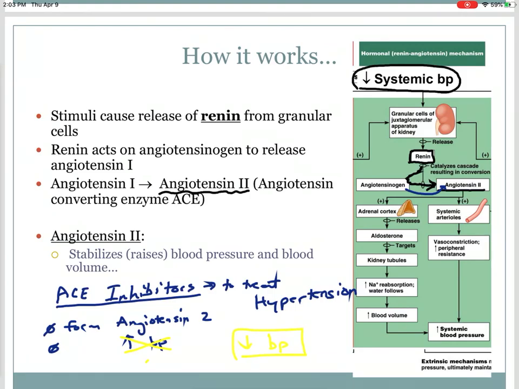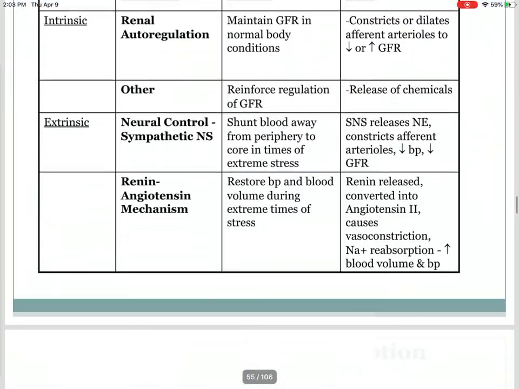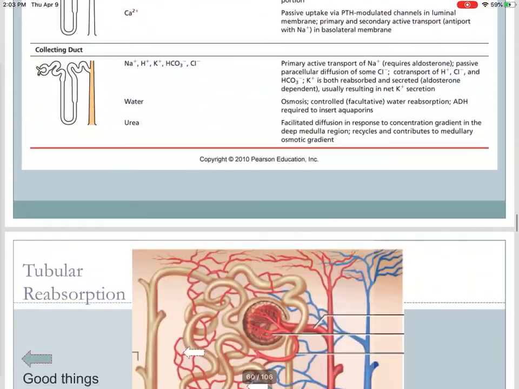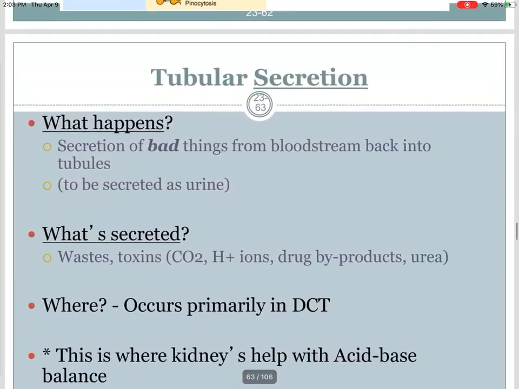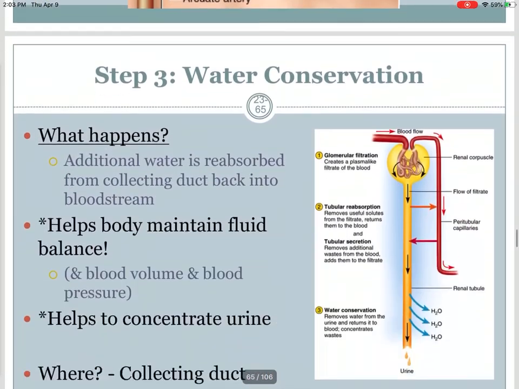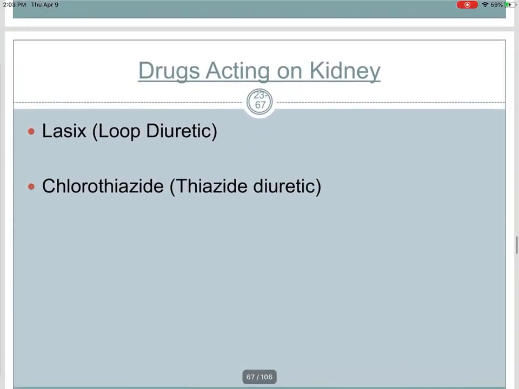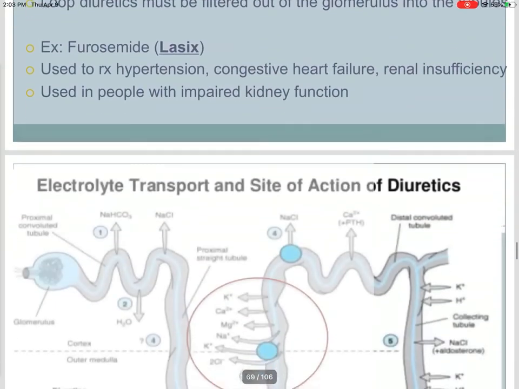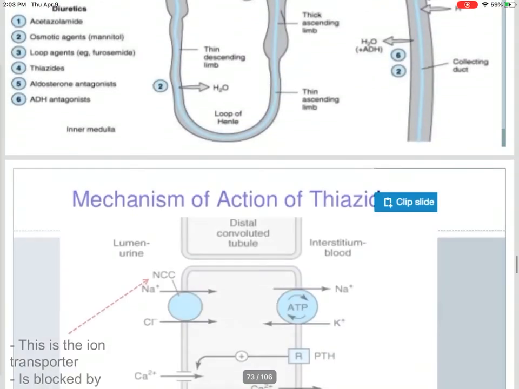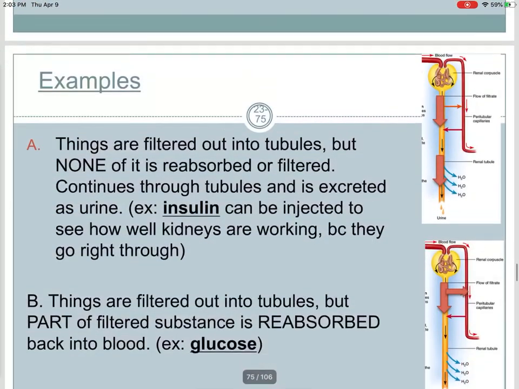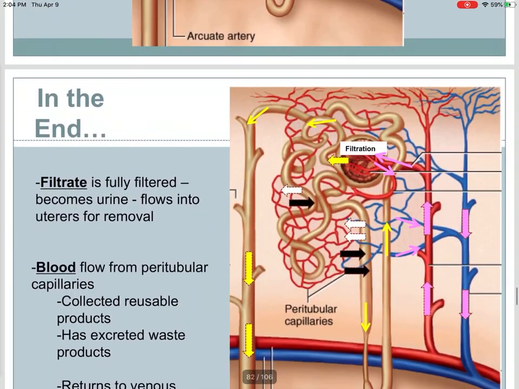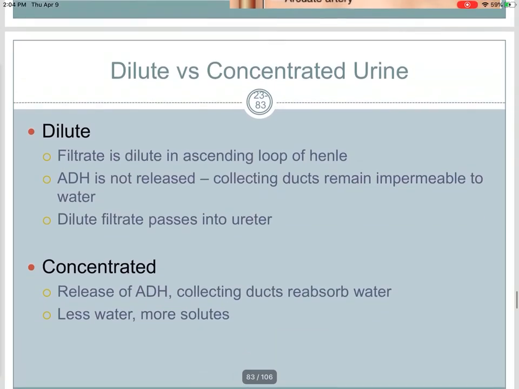Anyway, not on the test, but that's how the ACE inhibitors work to help decrease blood pressure. Okay, so I'm going to go back to the very end. We already covered the tubular reabsorption, tubular secretion. We covered water conservation. I did talk about the drugs acting on the kidney. They will not be on the test, but they're here in case you are interested. We did cover this, and we did talk about the countercurrent, and there are some nice summary things at the end.